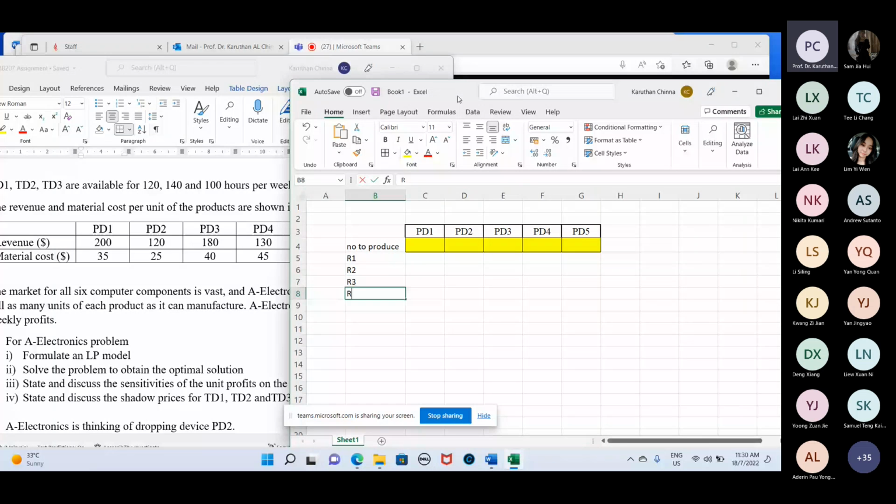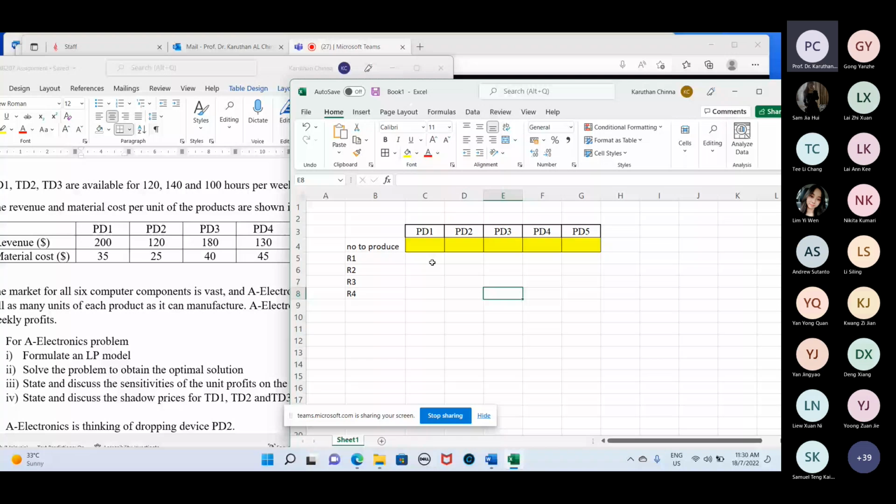Okay, there are 4 resources. What goes into the cells? What will go into the cells? Yeah? What goes here? So before that, the resource. How much resource is available for 1? What's the resource available for 1? How much?